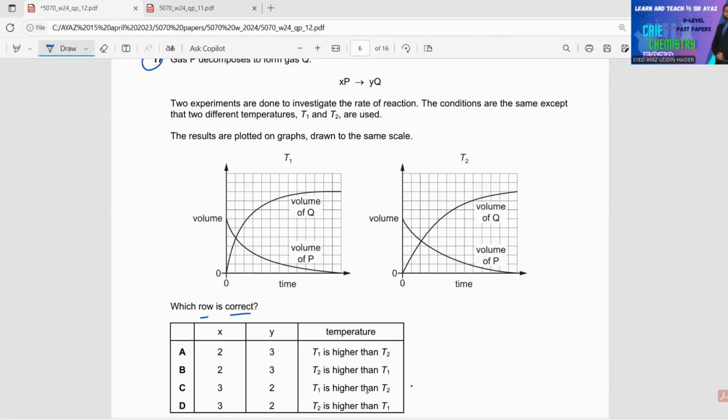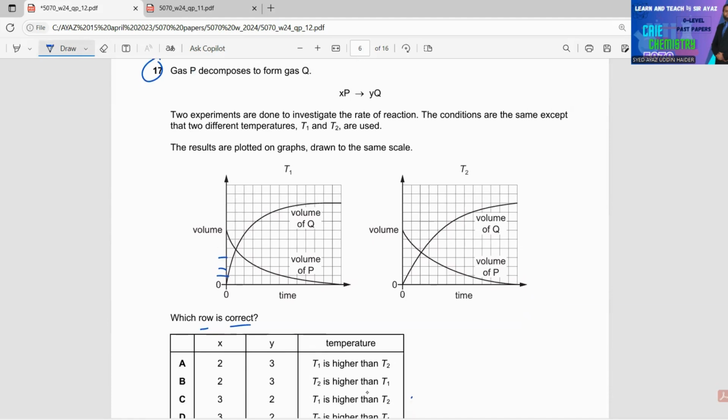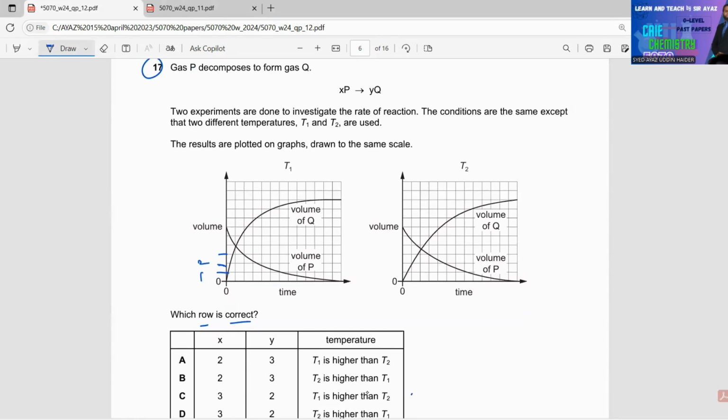Okay, so here we are. Now let's see the number of moles of P and Q. If I consider these as the scale, 1, 2, 3, 4, 5, 6, 7, 1, 2, 3, we have 1, 2, 3, 4, 5, 6. For P, the X must be 6. What about Q? 6, 7, 8, 9. So for Q, Y must be 9.